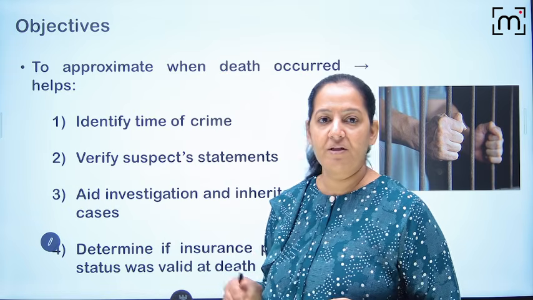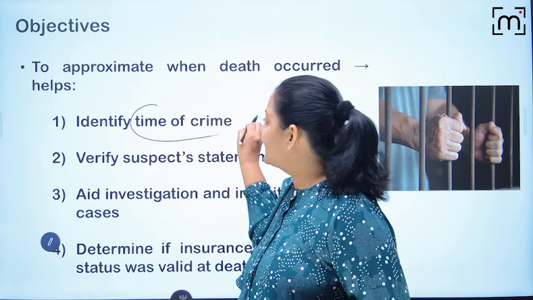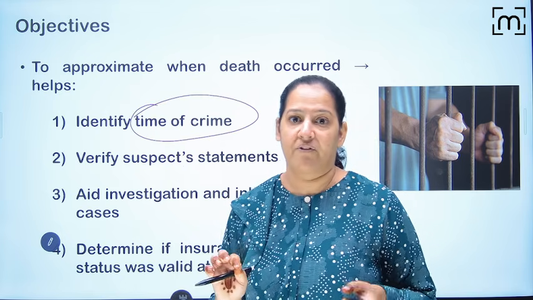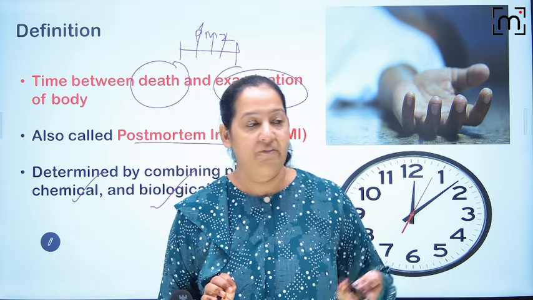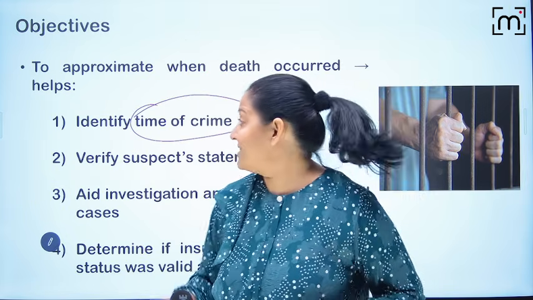So learn the definition. If you're done with the definition, what are the objectives? Why do you want to determine it? To identify the exact time of crime. If it is a murder, we want to know at what time the murder was done. Exact time of crime.